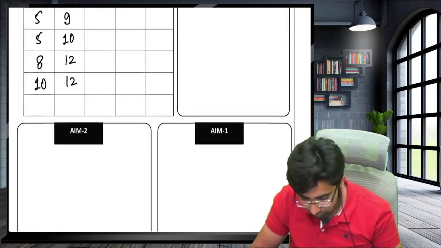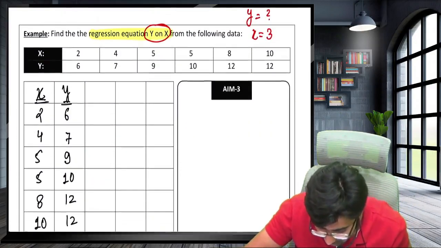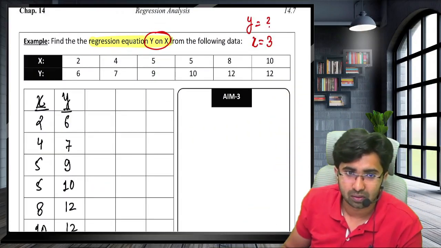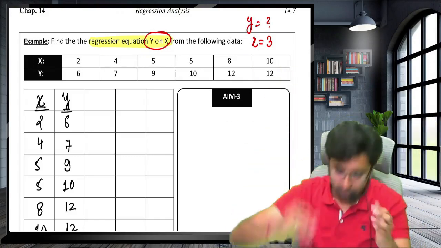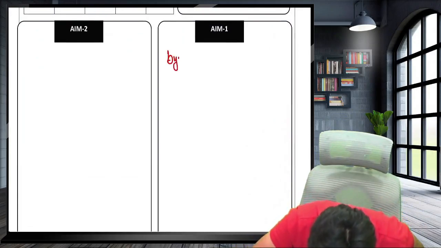First, I need to achieve my aim number 1. I need to compute which b? b y on x or x on y? Because you need to construct the equation of y on x, your aim number 1 is b y on x.